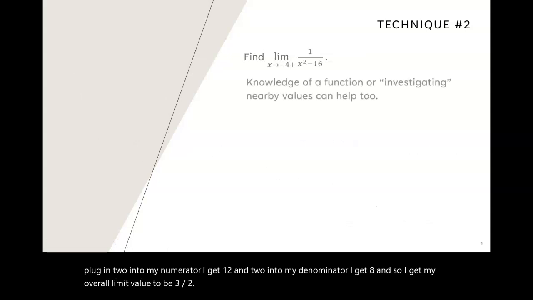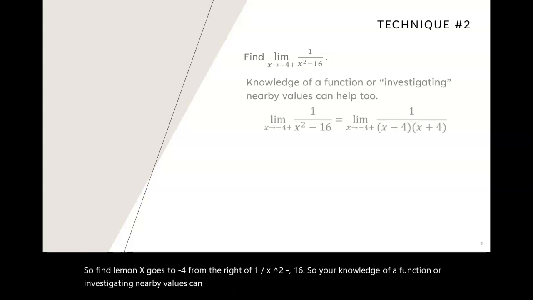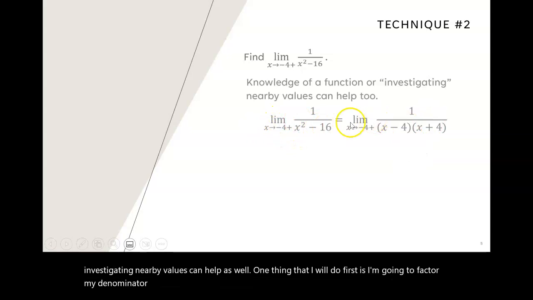All right, so find the limit as x goes to -4 from the right of 1 over x squared minus 16. So your knowledge of a function or investigating nearby values can help as well. One thing that I will do first is factor my denominator. So I'm going to say the limit as x goes to -4 from the right, remember that symbol, of 1 over x minus 4 times x plus 4.